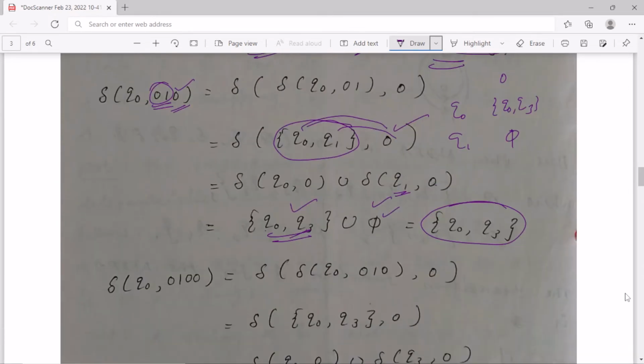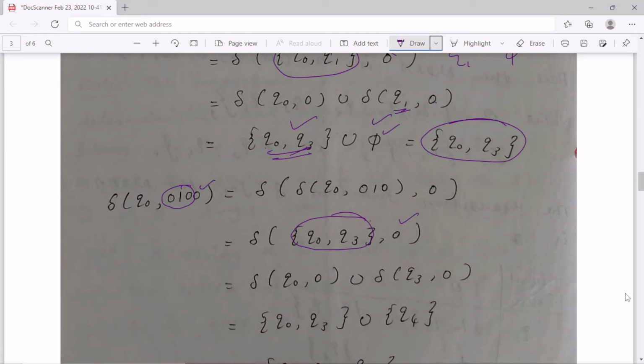In the string we have to read the first three symbols. Next we have to read the next one, that is 0. So while reading the first three symbols 0, 1, 0, we are at the states either Q0 or Q3. We have two different possibilities. Now we are going to read the symbol 0. So here we have two different states.